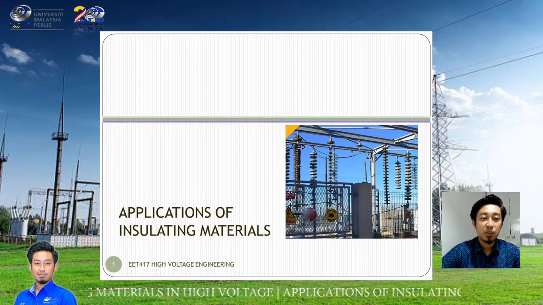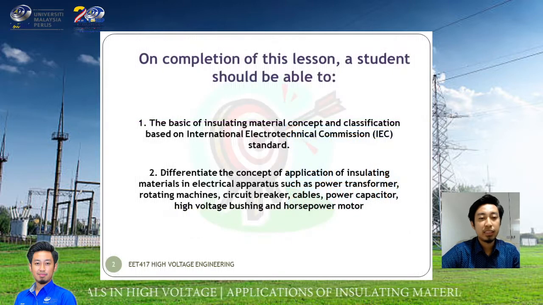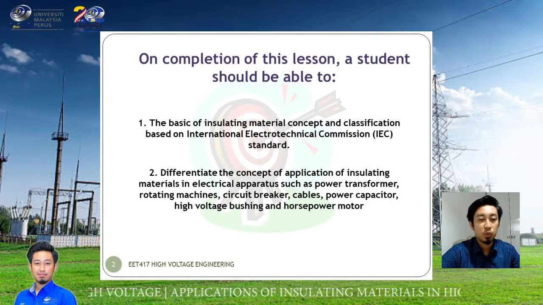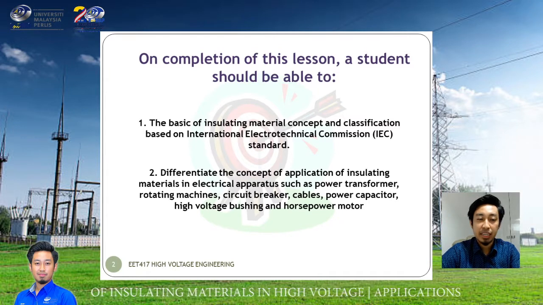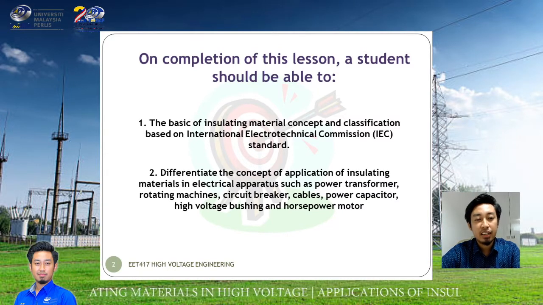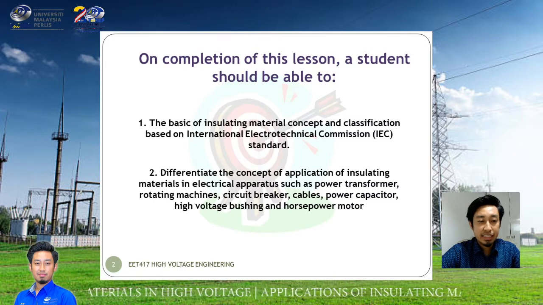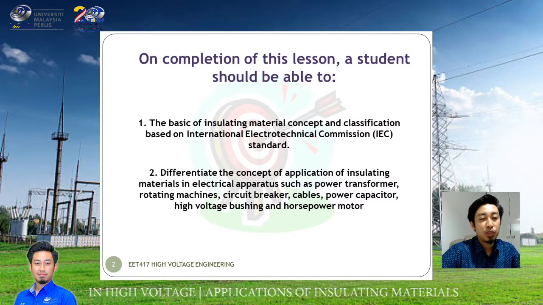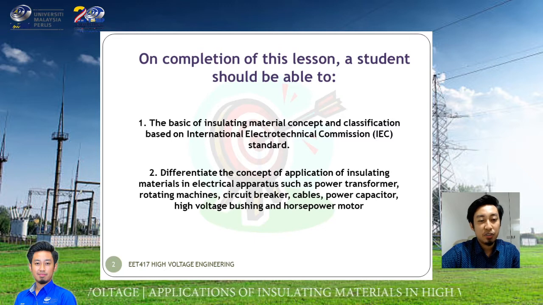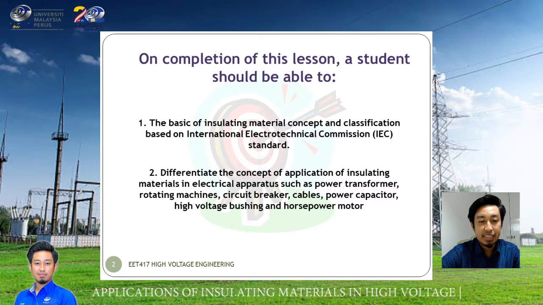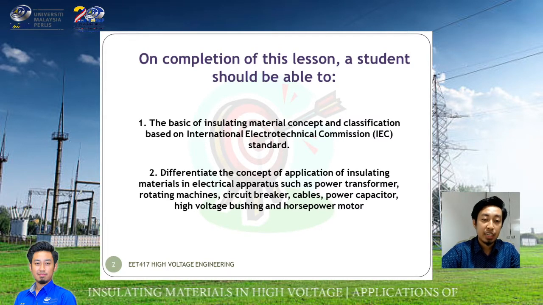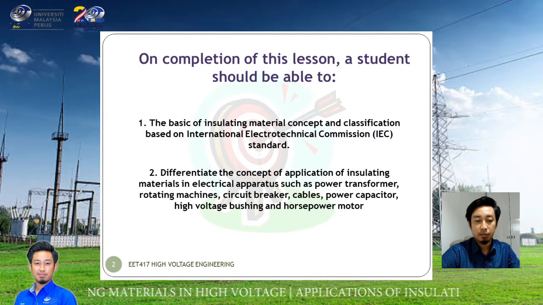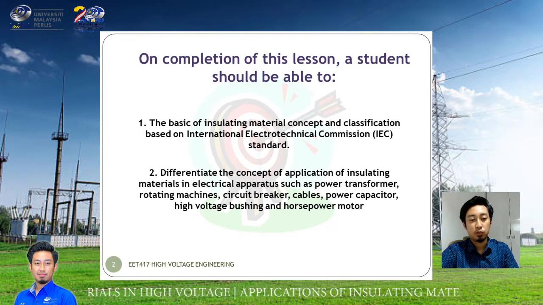After completing this lesson, the participant should be able to briefly describe the basic concept of insulating material and its classification based on the International Electrotechnical Commission IEC standard. Second, able to differentiate the application of insulating material in electrical apparatus such as power transformer, rotating machines, circuit breaker, cables, power capacitor, high voltage bushing, and the horsepower motor.